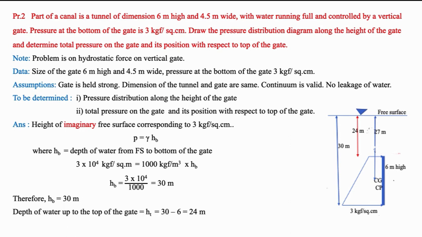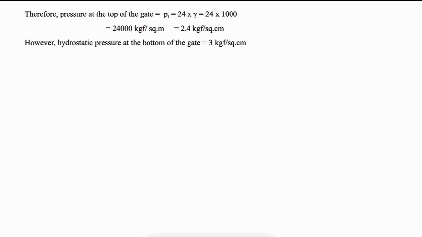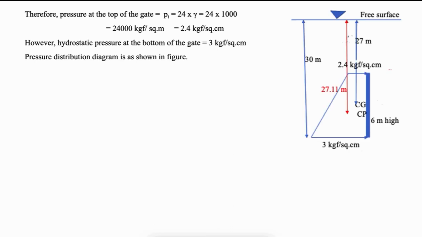Since the height of the gate is 6 meters, depth of water up to the top of the gate, HT, is equal to 30 minus 6, 24 meters. The hydrostatic pressure at the top of the gate is 24 into gamma. It comes to 2.4 kilogram force per square centimeter. The pressure at the bottom of the gate is 3 kilogram force per square centimeter. Pressure distribution diagram is as shown.